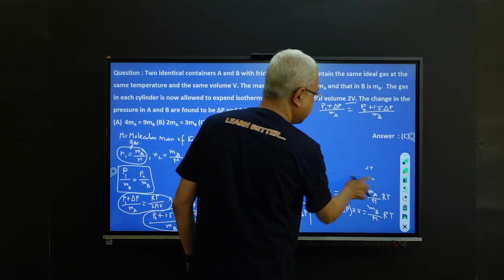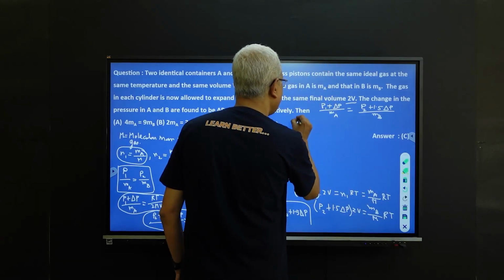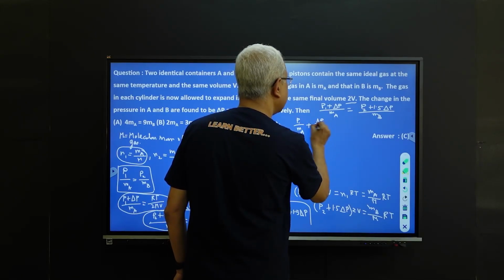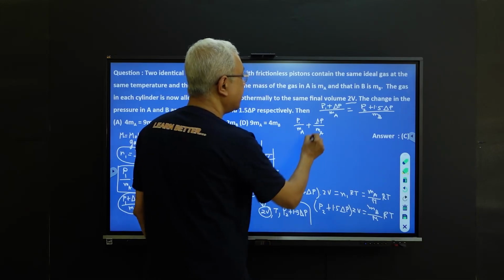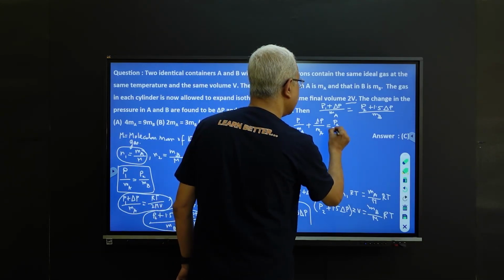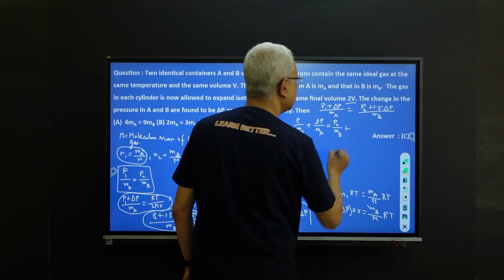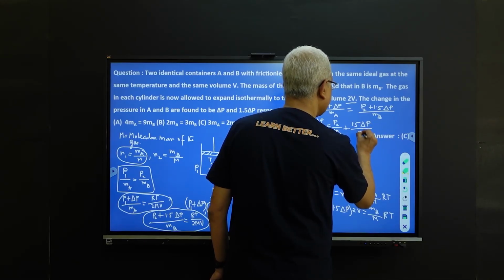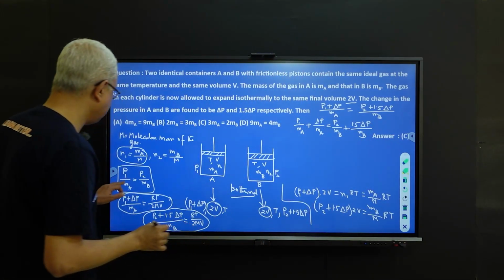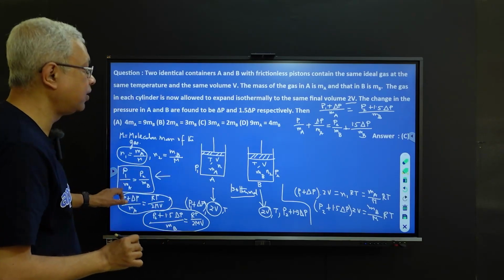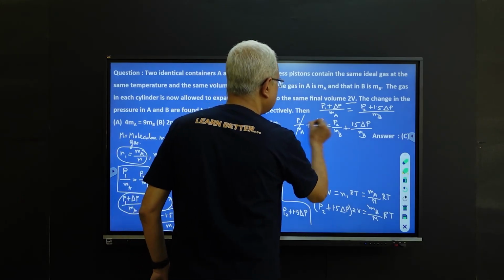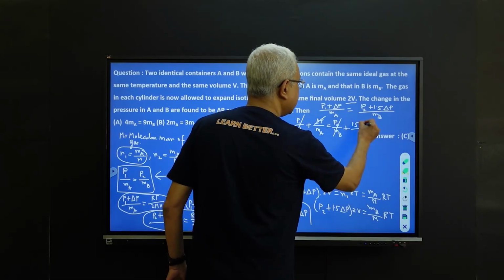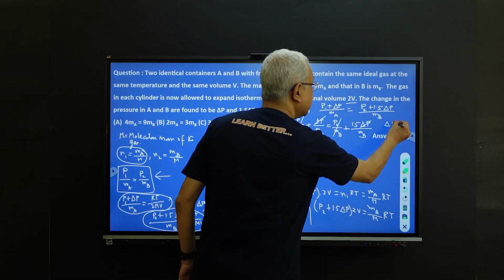So from which I can write P1 by Ma plus delta P by Ma is equal to P2 by Mb plus 1.5 delta P by Mb. But P1 by Ma is equal to, just look at this relation, P1 by Ma is equal to P2 by Mb. So these two we can cancel from either side. And therefore delta P also we can cancel, because delta P is not equal to 0.